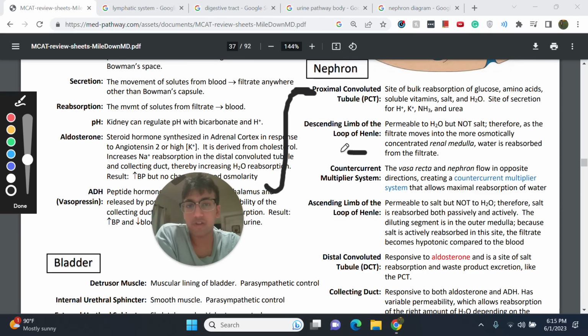And the reason is because of this thing called the countercurrent multiplier system, which is that that whole process creates maximal reabsorption of water. All right, next is the distal convoluted tubule, and that responds to aldosterone, and that creates salt reabsorption and waste product excretion.